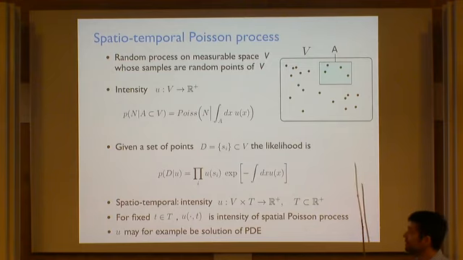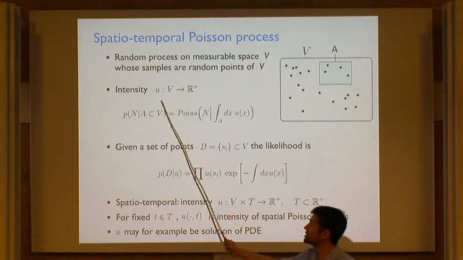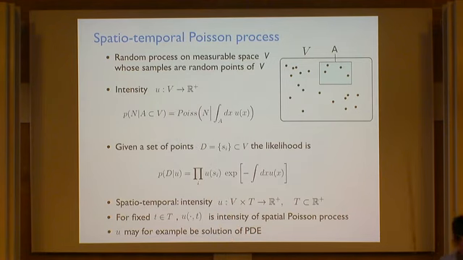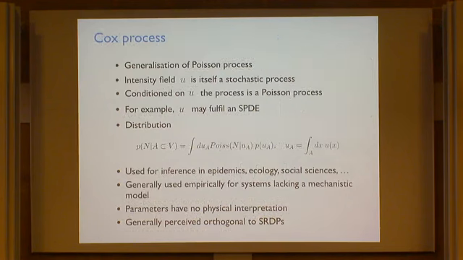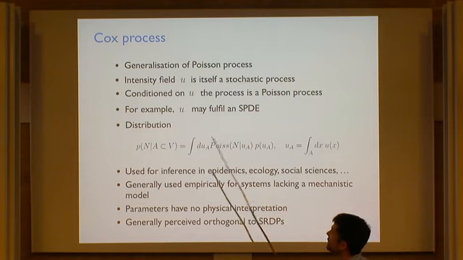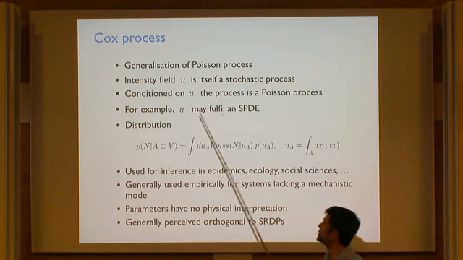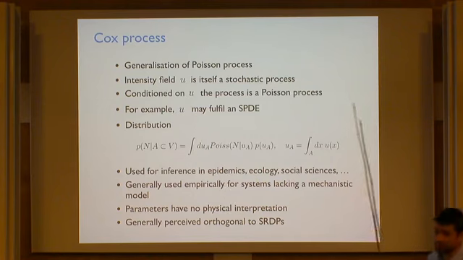Yeah? So a possible way to generalize those processes is to say that the intensity function itself is a stochastic process. What you get when you do that is a Cox process. So that's just a generalization of a Poisson process. We say U is itself a stochastic process. And given the realization of the intensity field, the process is a Poisson process.